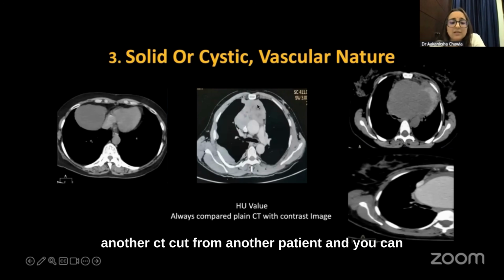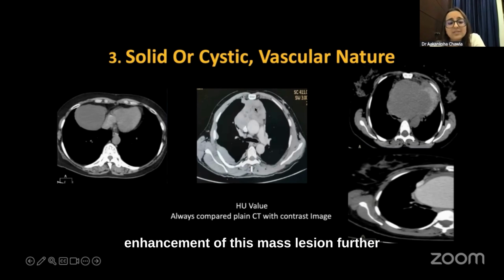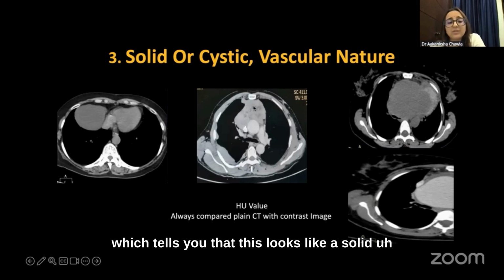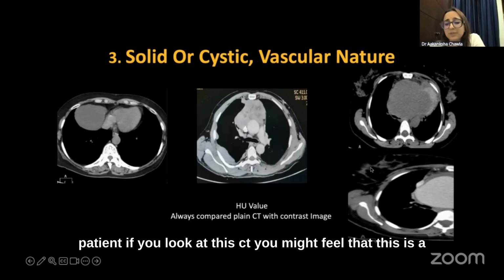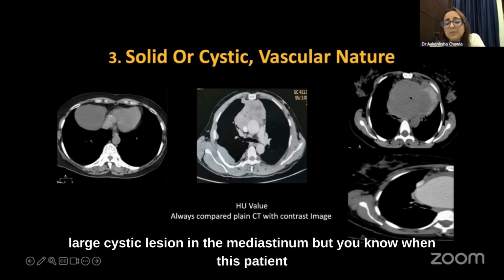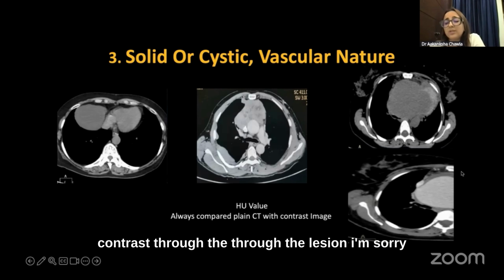Another CT cut from another patient, and you can see there's a solid mass here. Now, when you give contrast to this patient, there'll be enhancement of this mass lesion, which tells you that this looks like a solid mass in the mediastinum. Now, look at another cut, CT cuts from a different patient. If you look at this CT, you might feel that this is a large cystic lesion in the mediastinum. But when this patient was given contrast, there was a flow of the contrast through the lesion.